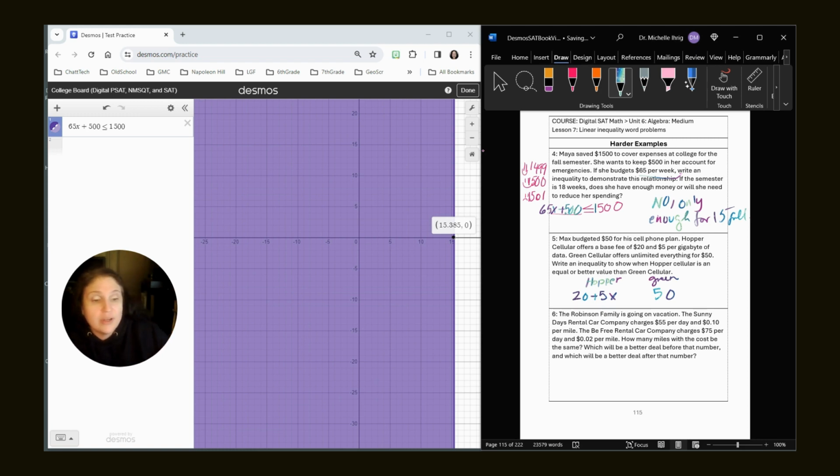So we know we're going to have the equal to sign, but in order for it to be better, in this case, Hopper has to be less than green, because if Hopper only costs $20, that's great. That would be better than green. So this will be the less than or equal to sign. And then just to give you practice, let's type it in.